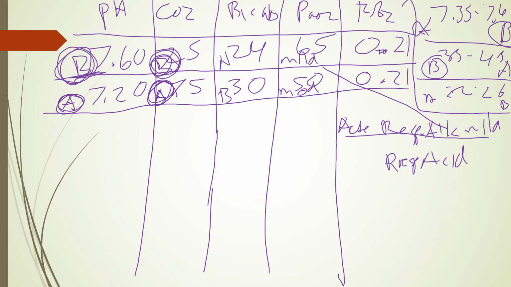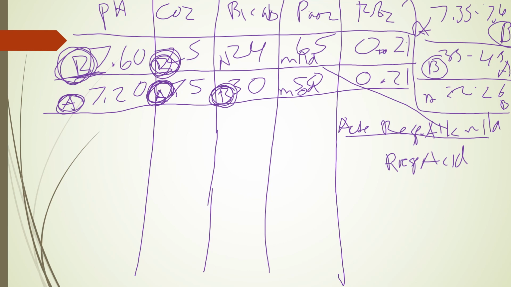We have a respiratory acidosis. Now I need to figure out if this respiratory acidosis is acute or partially compensated. Well, remember, between the CO2 and the bicarb, if one is one direction and the other one is the opposite direction, then that's partial compensation as long as the pH is not normal. And that's what we have going on here.